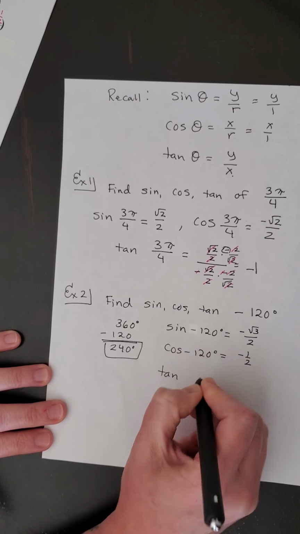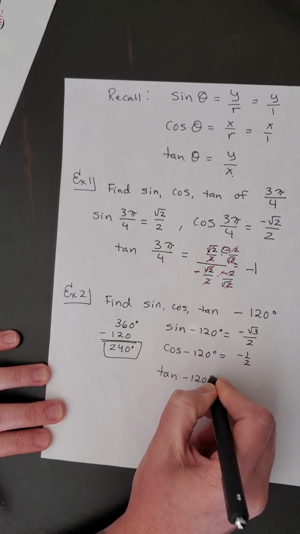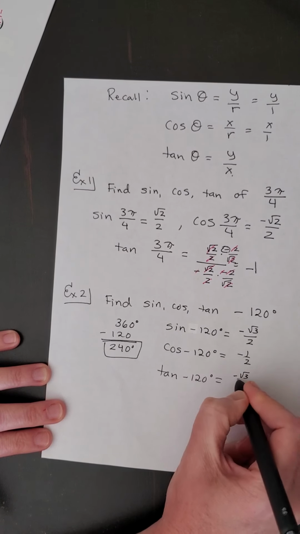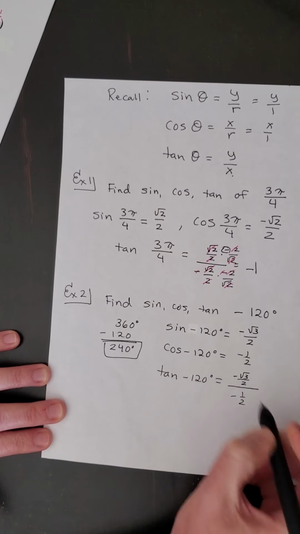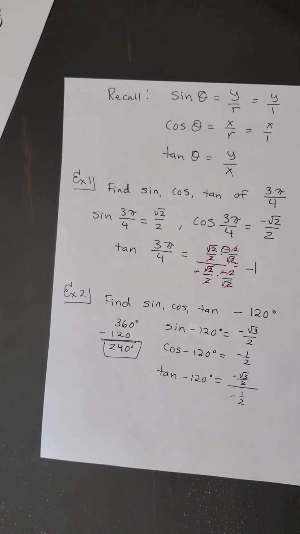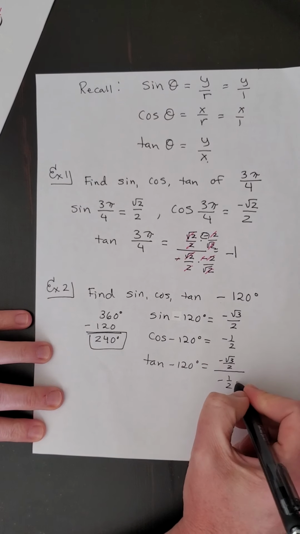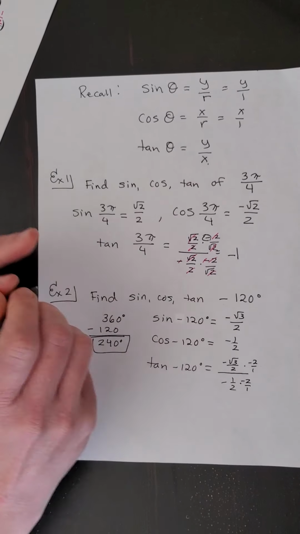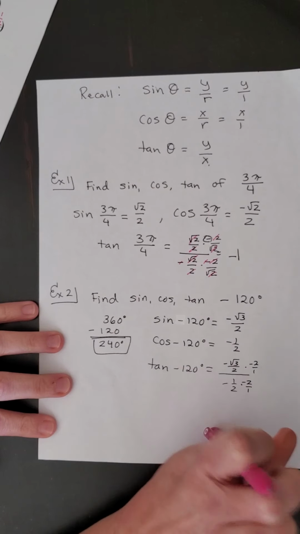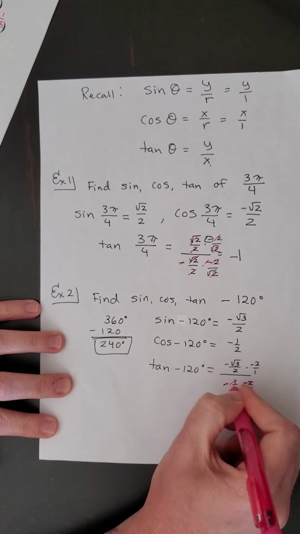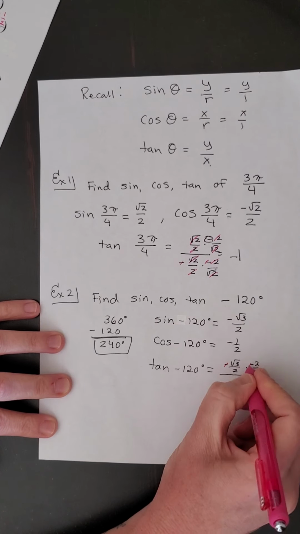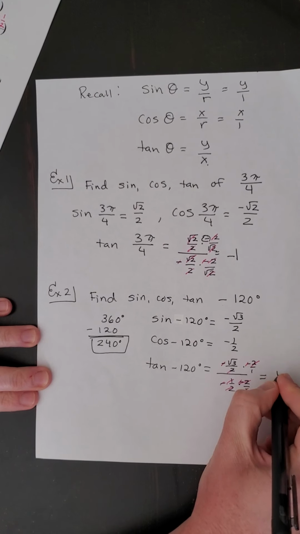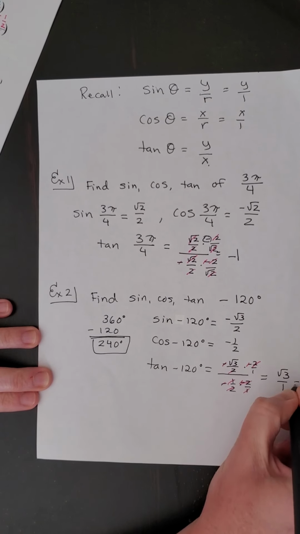And then tangent is where it gets difficult. Tangent of -120, we have y over x, so √3 over 2 and 1/2, they're both negative. And I'm going to use that same method I did before. I'm going to multiply both the top and bottom by the reciprocal of the denominator to get rid of the denominator. So these cancel, and so do your negatives. Here your negatives cancel and your 2's cancel, and you get √3 over 1, which is just √3.